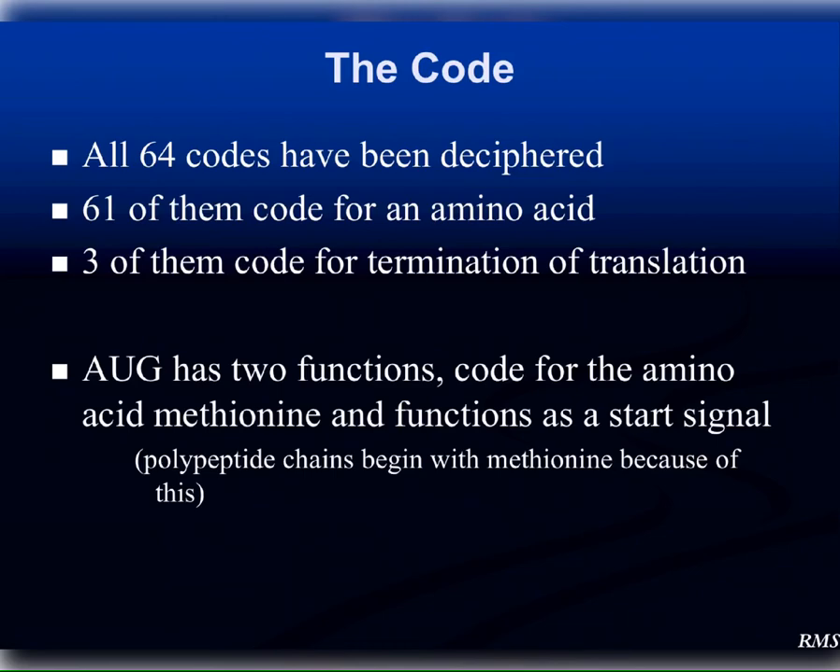Now, there is a special codon called AUG. AUG is the start codon, so it's the start signal to begin the process, and it also codes for a specific amino acid called methionine. So since AUG codes for methionine, and that means start, essentially in every protein in your body, the very first amino acid is methionine, because that's always the start codon.